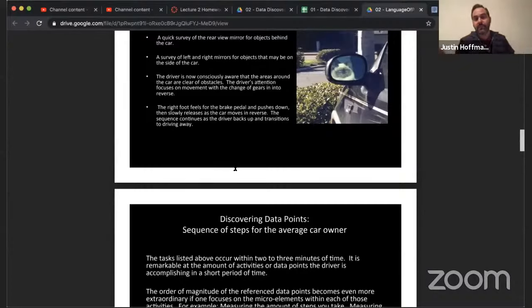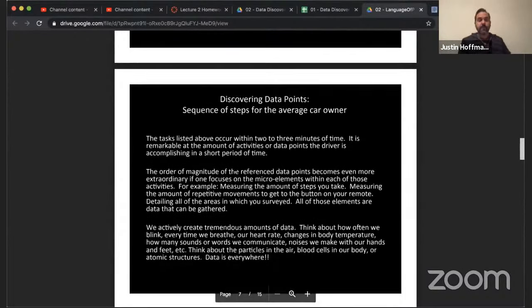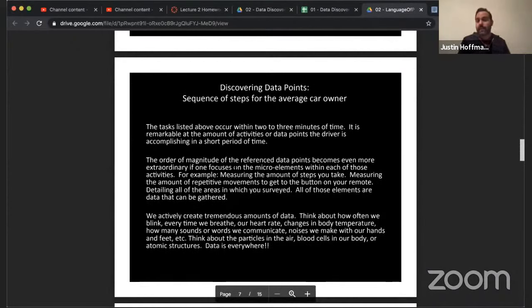And the sequence continues as the driver backs up and transitions to driving away. So first of all, this is something that is heavily being researched by a lot of these autonomous car companies, right? Where they have to break this down so that the process can be automated. I'm not sure which car company it is, but one of them is able to do parallel parking by just pushing a button, which is amazing, right?